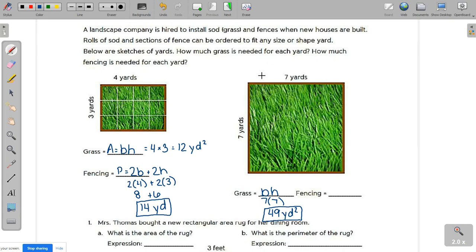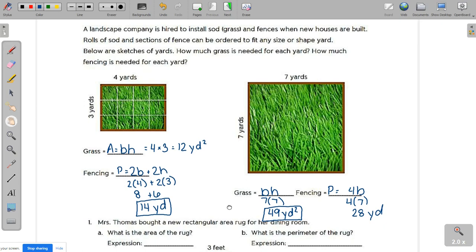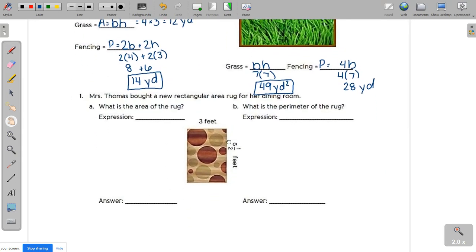Now for fencing, it's going to be the perimeter all the way around. Since we have a square, we only have one length, and it's the same all the way around. So we could do perimeter is equal to 4 times the base. So we would have 4 times 7, and 4 times 7 is 28. And this is yards. I said area, and I meant the perimeter. So the perimeter is 4 times the base. Okay. Let's look at the next problem.